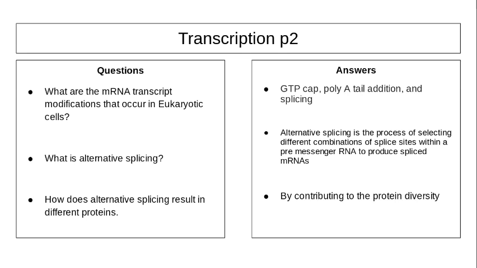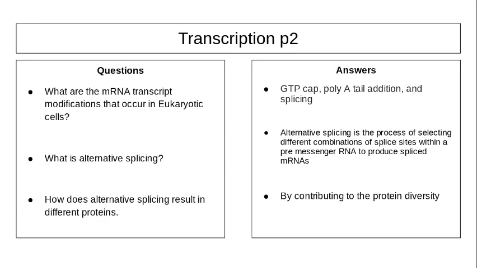The poly A tail has 100 to 200 adenine nucleotides, increasing stability and helping export from the nucleus. The GTP cap is a modified guanine nucleotide, and it protects the transcript and helps the ribosome attach to the mRNA.